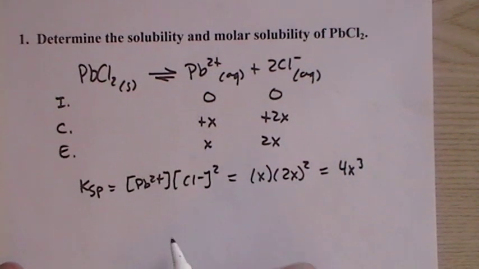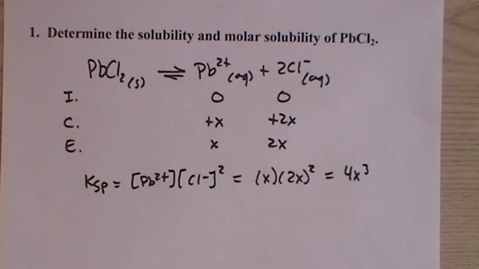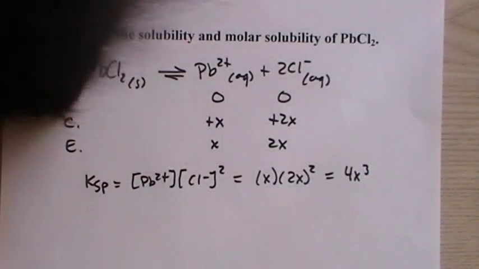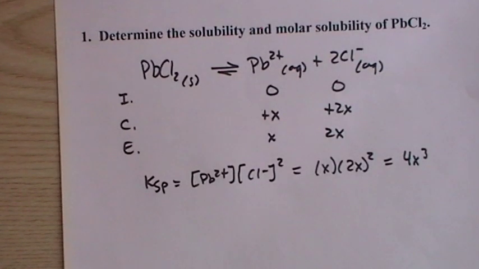Now, the KSP for this problem is listed, and that's what we normally have. The previous one we found KSP, like we found KC in chapter 14 and KA in chapter 16. All right, come on. All right, down you go. Sorry, kitty cat's in the way.